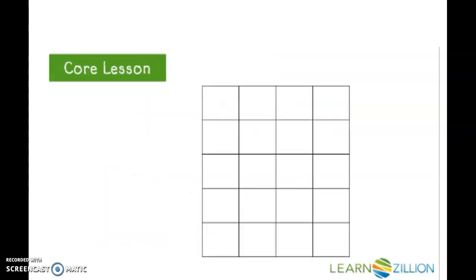Here's an array. There are 4 columns and 5 rows. In each column, there are 5 boxes, and each row there are 4 boxes. To find out how many total boxes are in this array, we can add. Let's add by our columns first. That would be 4 5's.